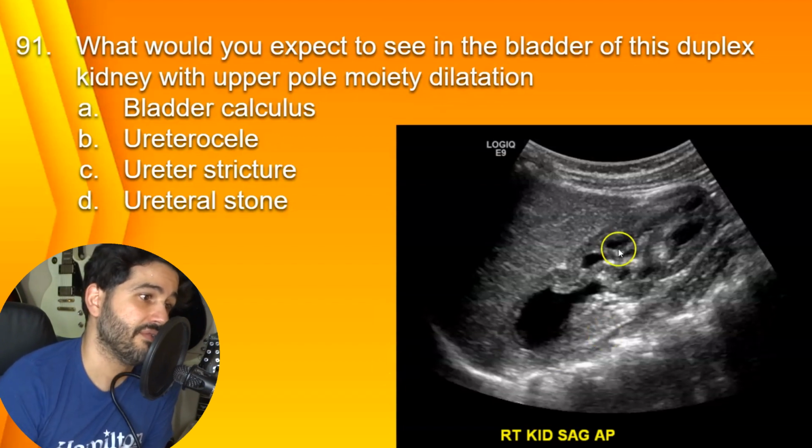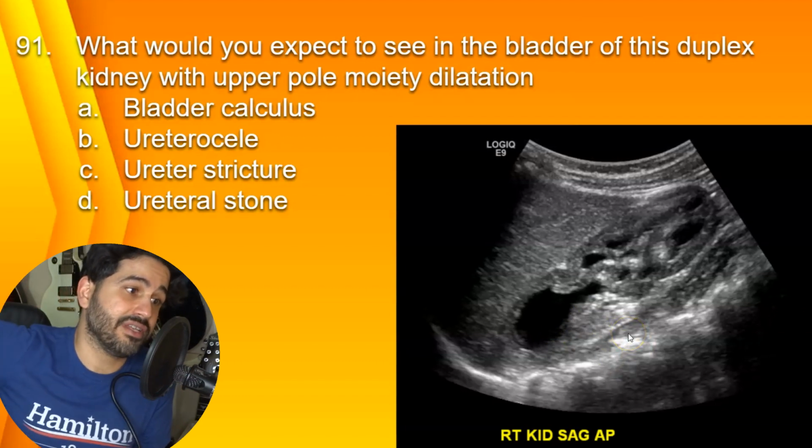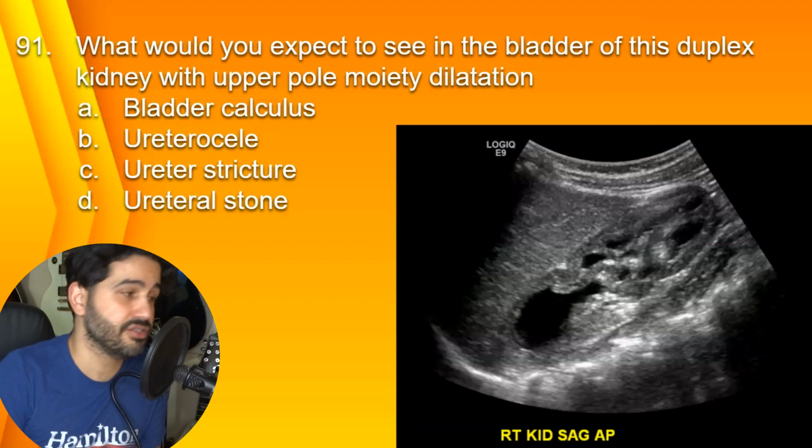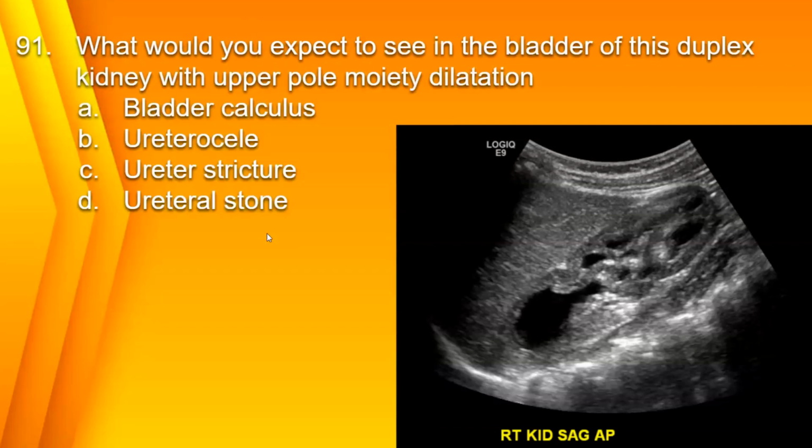A lot of times you have duplex kidneys, and the upper pole moiety has a ureter that enters ectopically into the bladder and causes a ureterocele. And here's the ureterocele. So the answer is B, ureterocele.